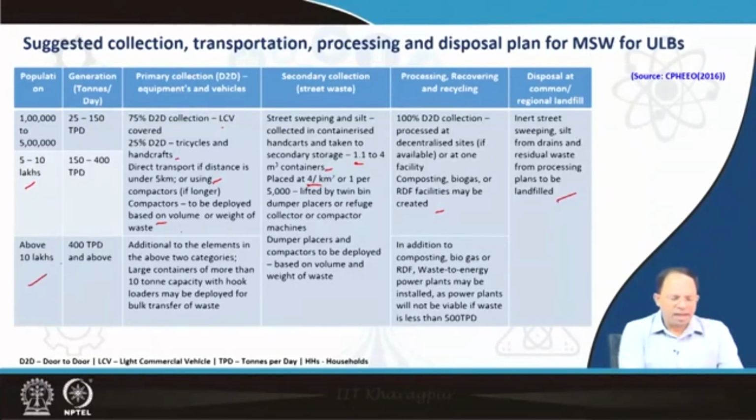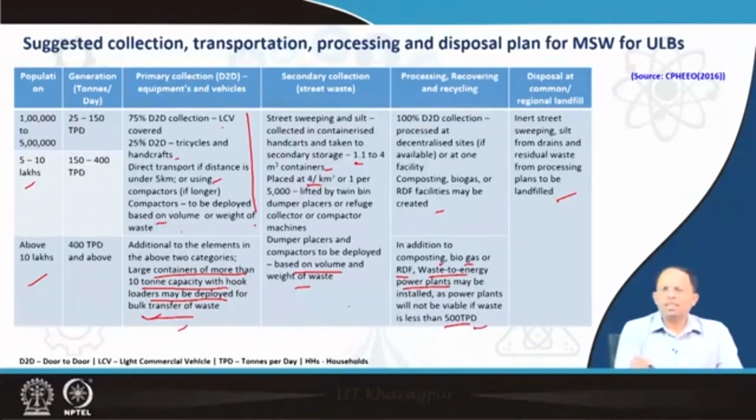And above 10 lakhs, more or less everything is the same. Only large containers of more than 10 ton capacity with hook loaders may be deployed for bulk transfer of waste. So that's an addition. In addition to all this, this is extra. And dumper placers and compactors to be deployed based on volume and weight of waste. And finally, in addition to composting and biogas, we are proposing RDF facilities, waste to energy facilities, and power plants may be installed for converting waste to energy, because power plants are only viable above 500 tons per day.